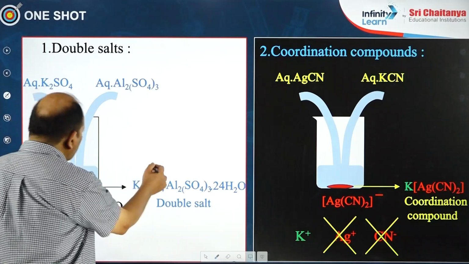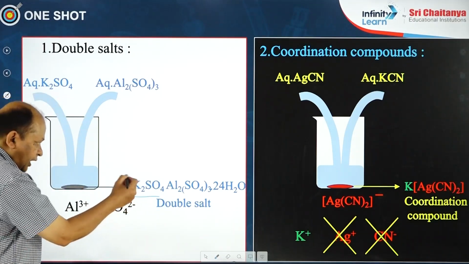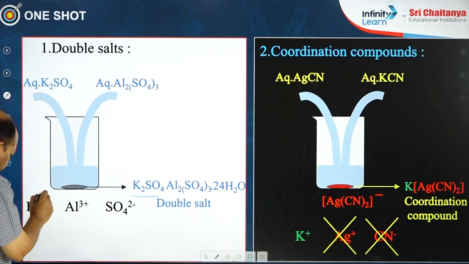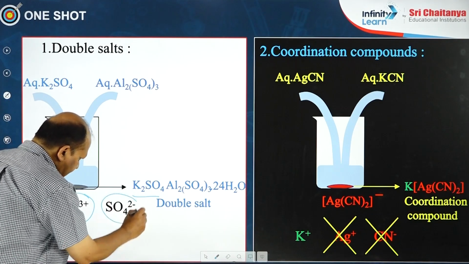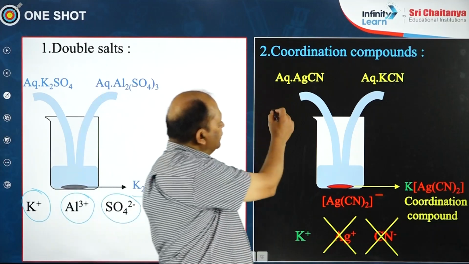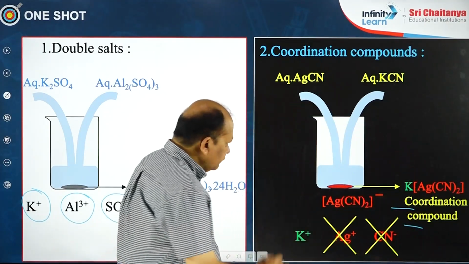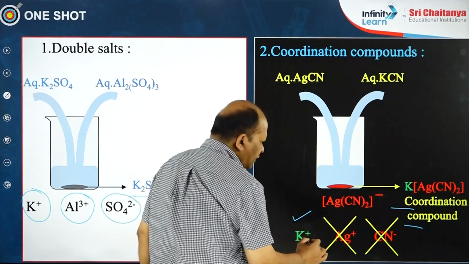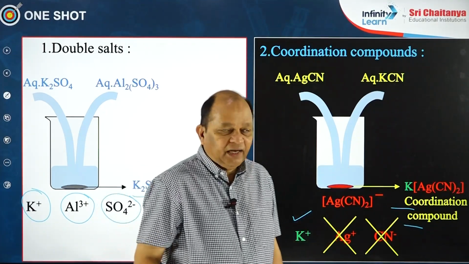When a double salt is dissolved in water, we will get the test for all the corresponding ions. So here we will get the test for potassium ion, aluminum ion and sulphate ion. But when this coordination compound is dissolved in water, we will get the test for only potassium ion, but not for silver ion and also not for the cyanide ion.